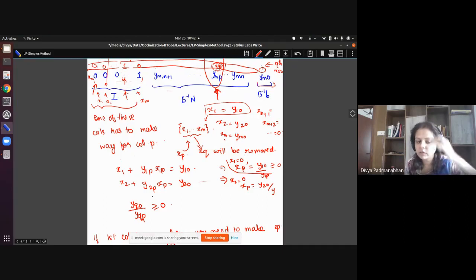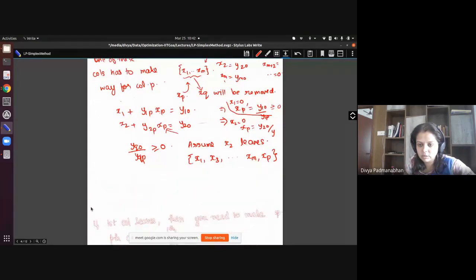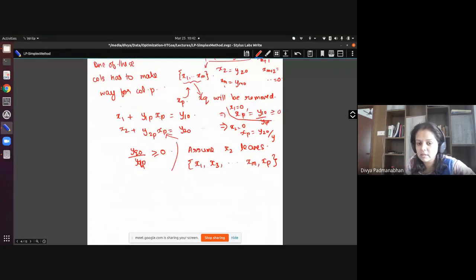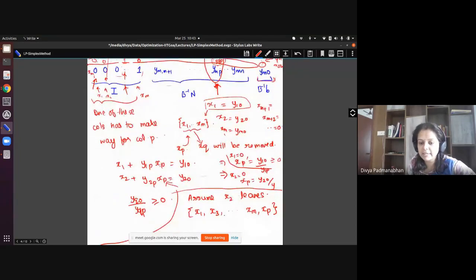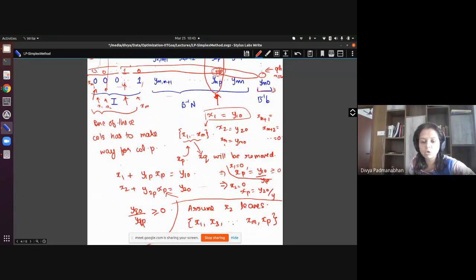One more thing to note here: let's assume that 2 is leaving the system, so assume x2 leaves. Now the new basis is going to be x1, x3, and so on up to xm, and you have a new variable xp which is coming in. These are things we saw already. So x2 is going to leave the system, and x1, x3, up to xm, and xp is going to be the new basis.